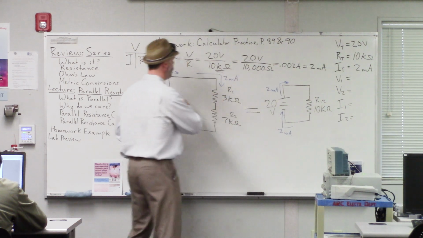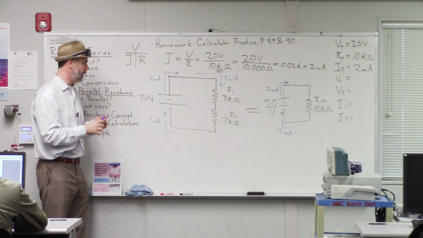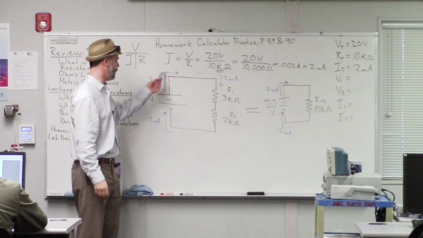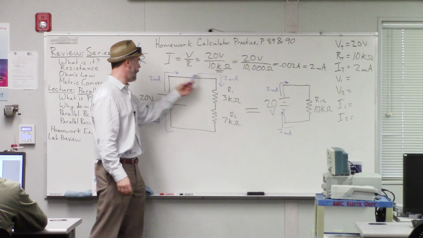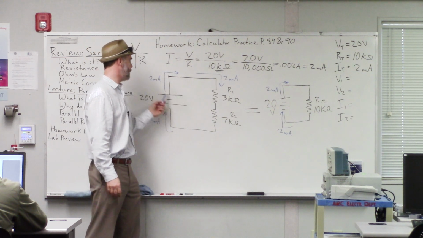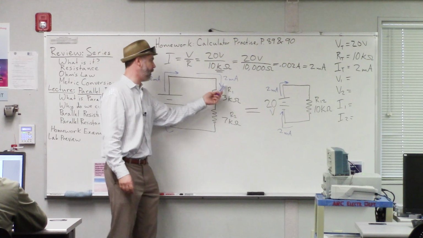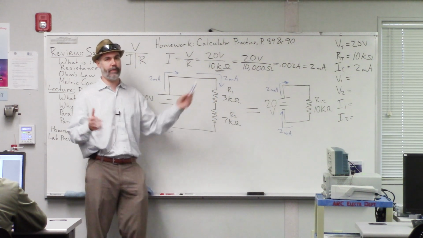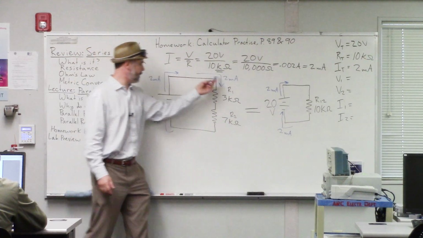Remember, current is like the water flowing through a pipe. So this is like 2 gallons per minute flowing along here. And this is like one long pipe. So if you have 2 gallons per minute here, you better have 2 gallons per minute over there because the water has nowhere else to go. It just flows along there.